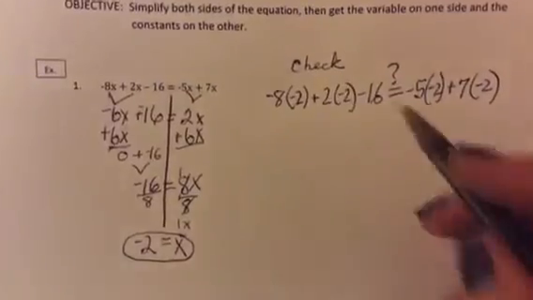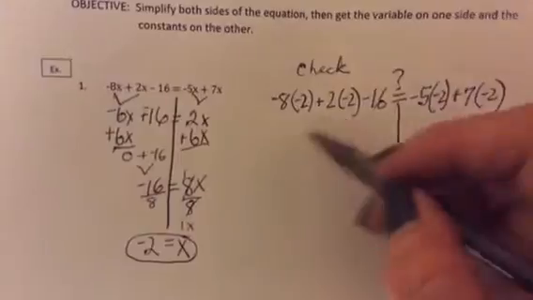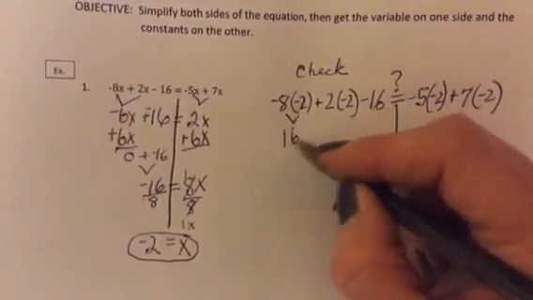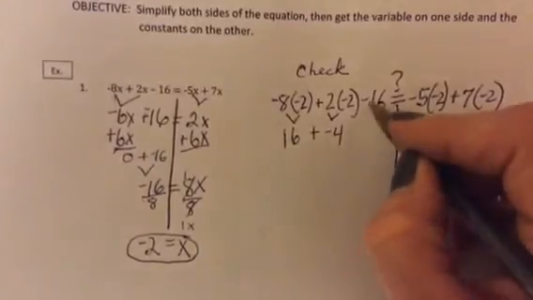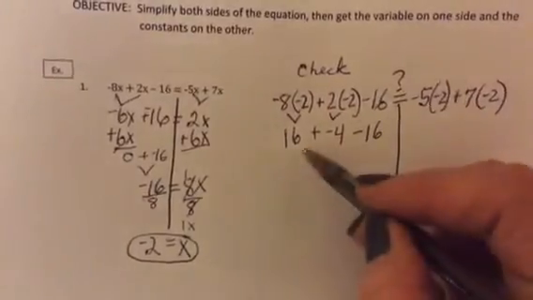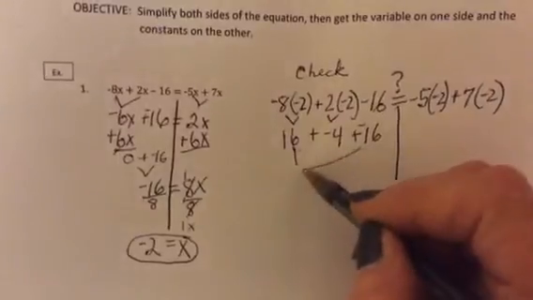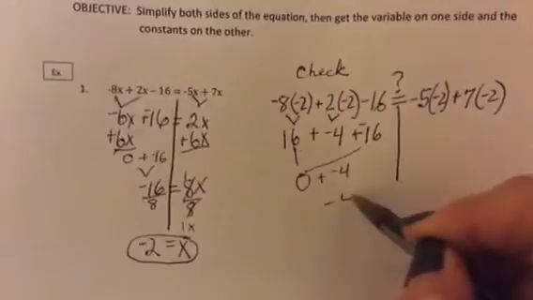Alrighty, so now I'm just going to start on the left and use order of operations and get it simplified. So I'm going to multiply. Negative 8 times negative 2 is positive 16. Plus 2 times negative 2 is negative 4, and then plus negative 16, or we'll just make it minus 16. Now, if you notice here, I've got 16, and that's like plus negative 16. I'm going to add those first because that's 0, and then 0 plus negative 4 is just negative 4.